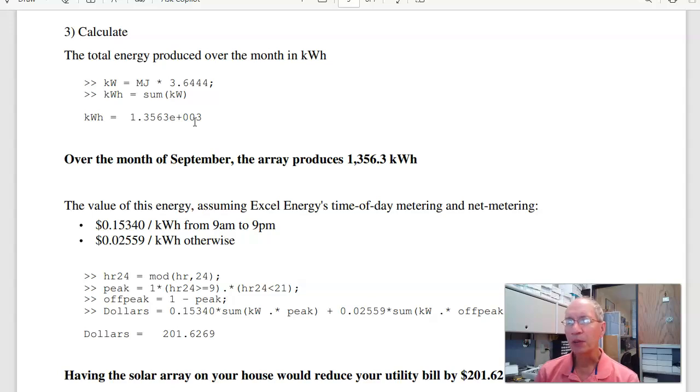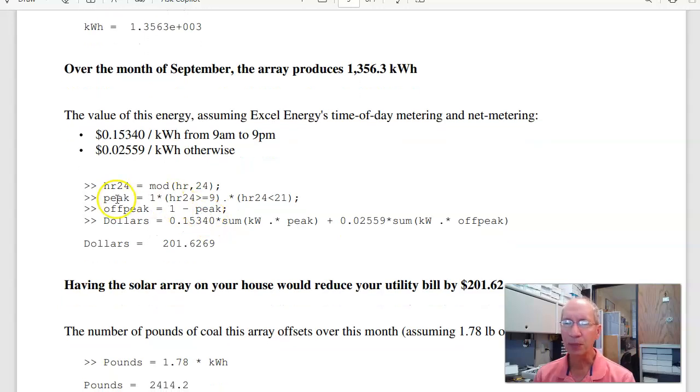Now, to determine the value of that, it kind of depends where you are. If you assume Xcel Energy's time of day metering and net metering, I get 15 cents per kilowatt hour between 9 a.m. and 9 p.m., 2.5 cents otherwise. So I can set up a variable called peak. This is 1 if I'm between 9 a.m. and 9 p.m., or 2100 hours. Off-peak is the opposite of that. It's 1 if it's not in that time frame.